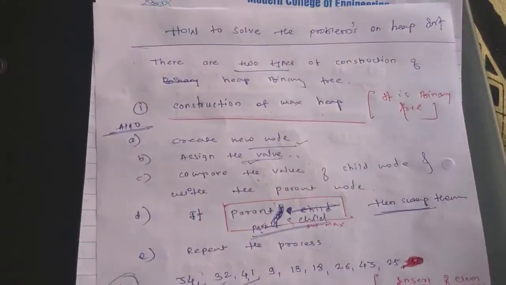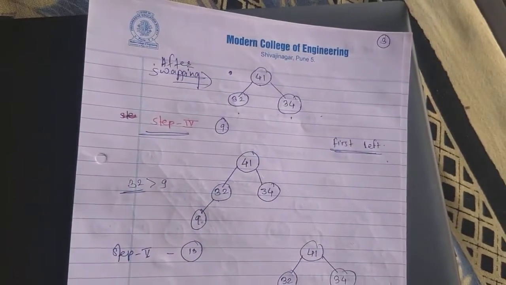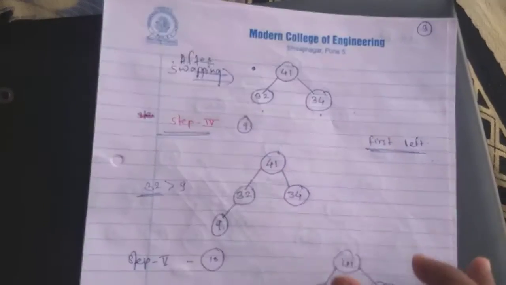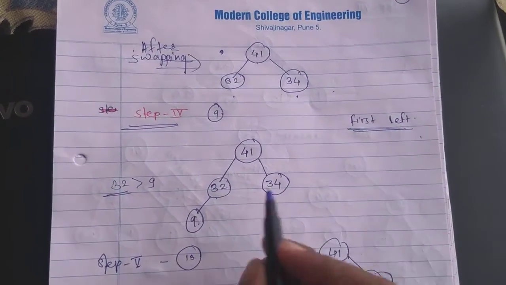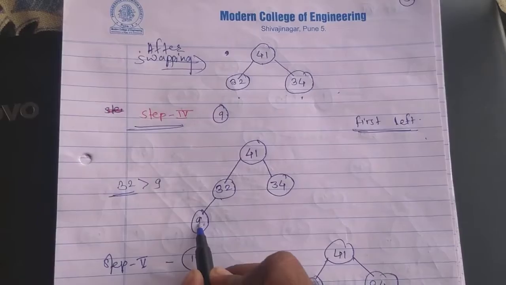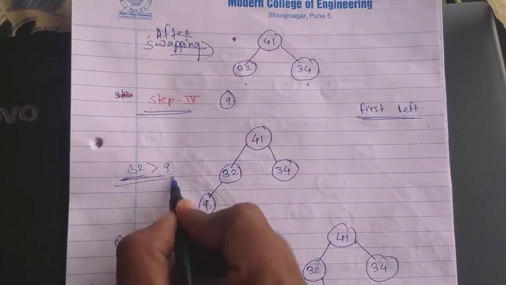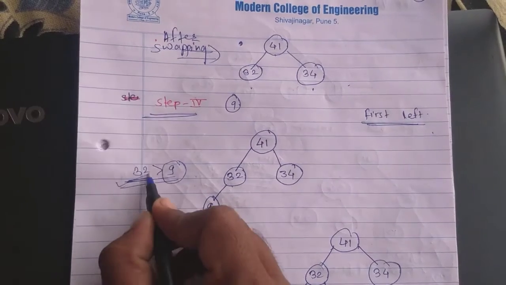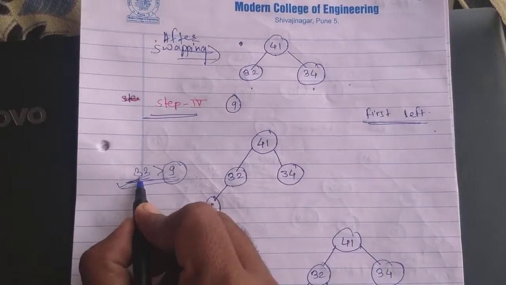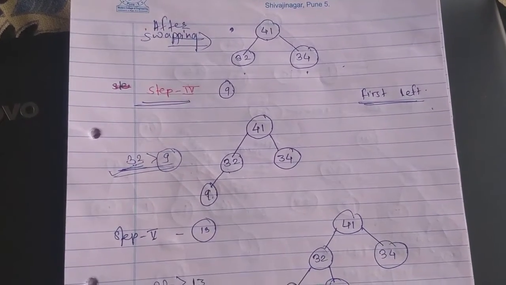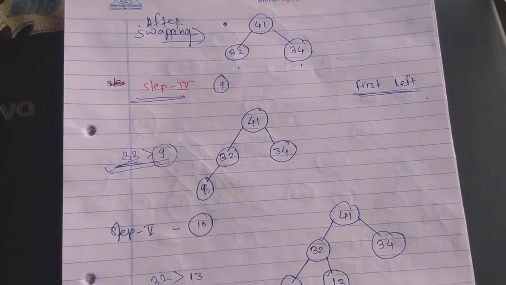Now we continue this example. The next node is 9. We are inserting this element at the left side of the node. After inserting this element, we have to compare 9 with its parent node, which is 32, and 32 is greater than 9, so there is no requirement to swap the elements.